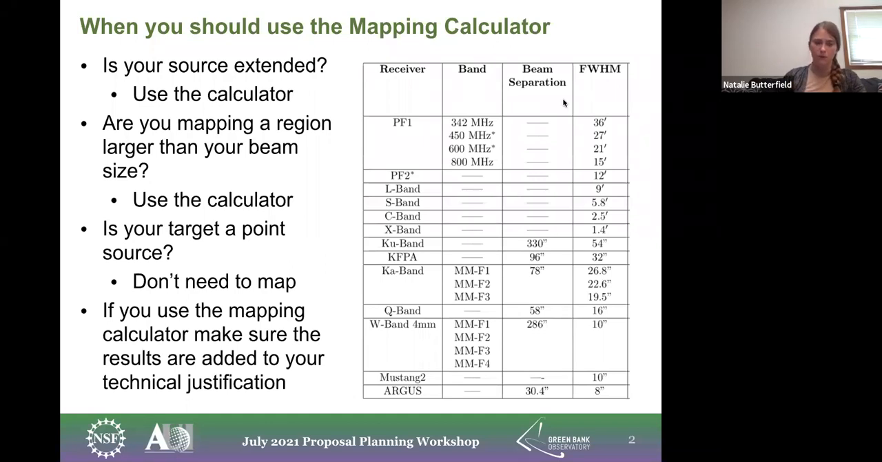So you want to think about, is your source extended? If it's extended, then you might want to use the mapping calculator. Are you mapping a region that's larger than your beam size, where the beam size is shown in the table over here? If you're mapping a region larger than your beam size, then yes, you'd also want to use the calculator. But if you're just targeting a point source or an unresolved source, and you're just trying to get a spectrum or get a signal, then you probably don't need to use the mapping calculator.